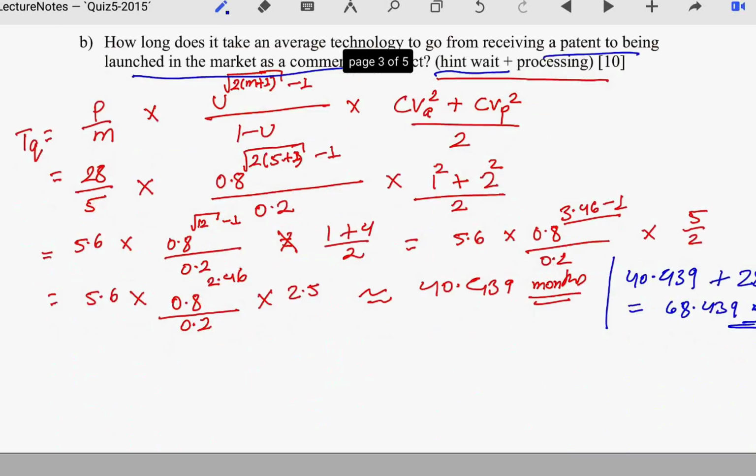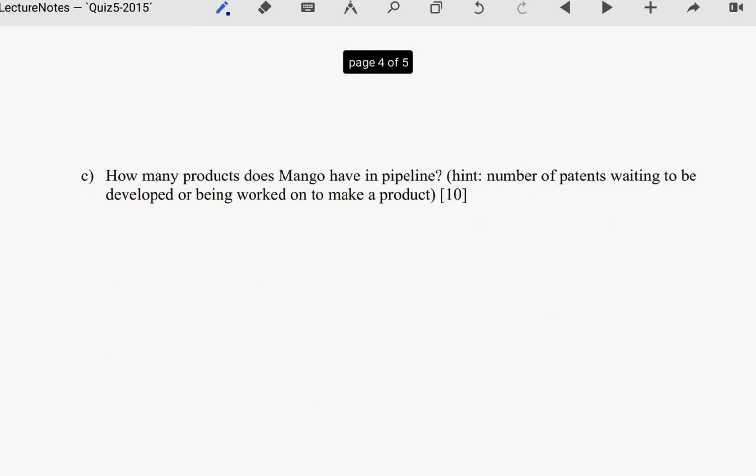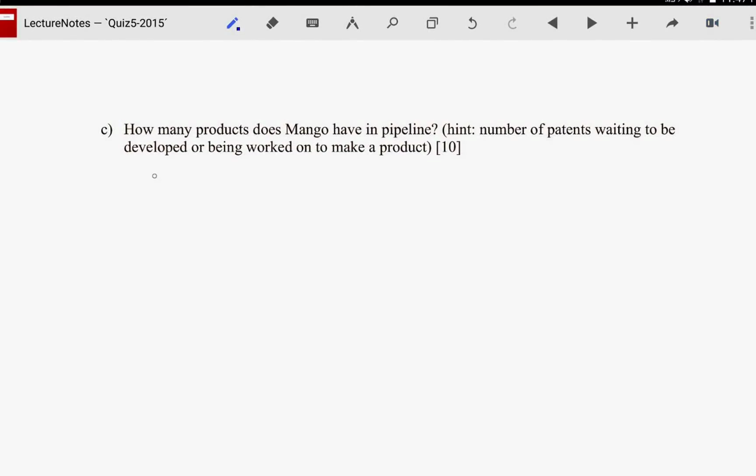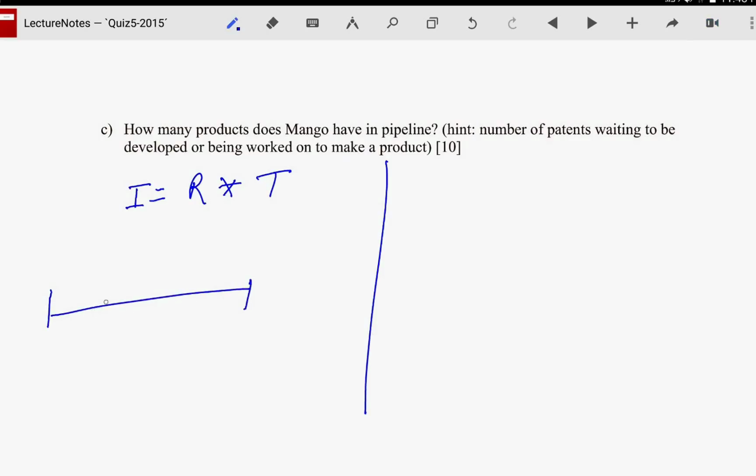All right. The next question is, how many products does Mango have in the pipeline? This confused quite a few people, but it is really a Little's law problem: I equals R times T. You can do this problem two ways. You can first figure out how many items are in the queue, or you can think of the queue part and the processing part together as the whole process. To go from entering to coming out takes 68.439 months.